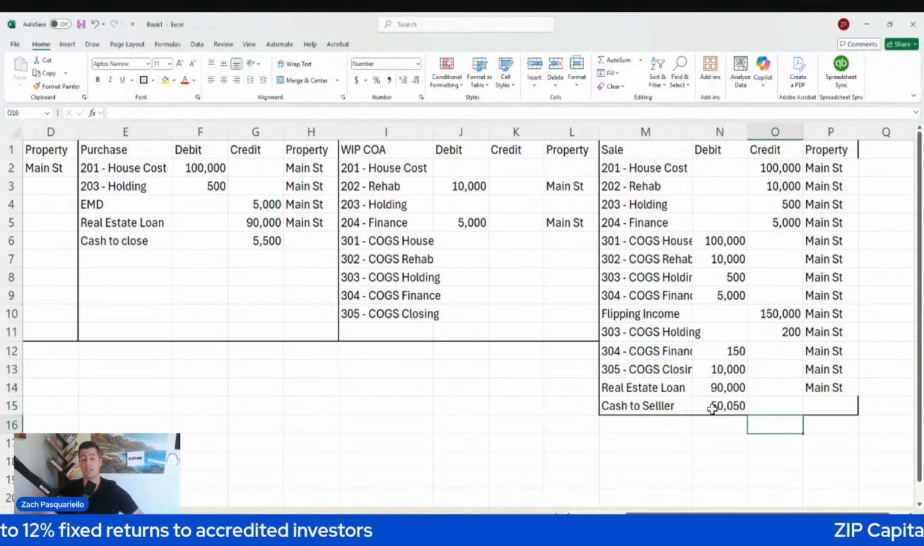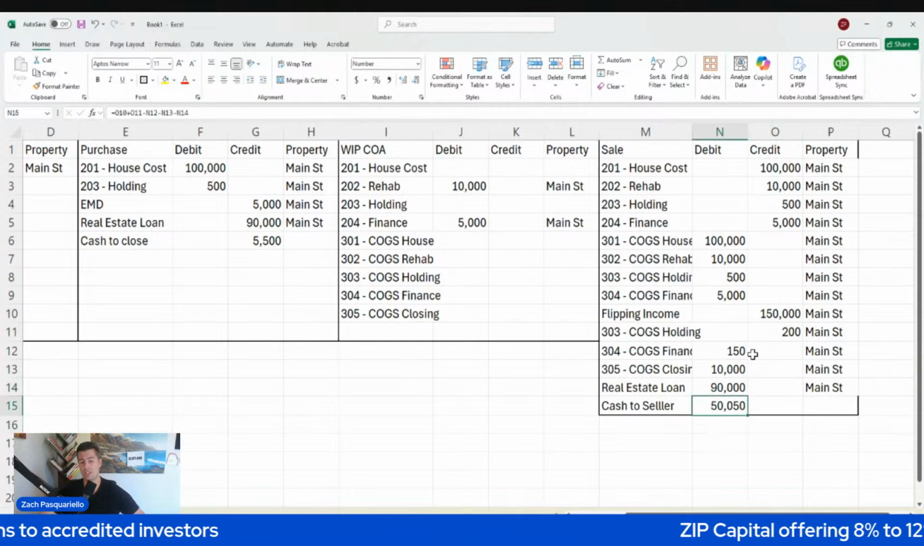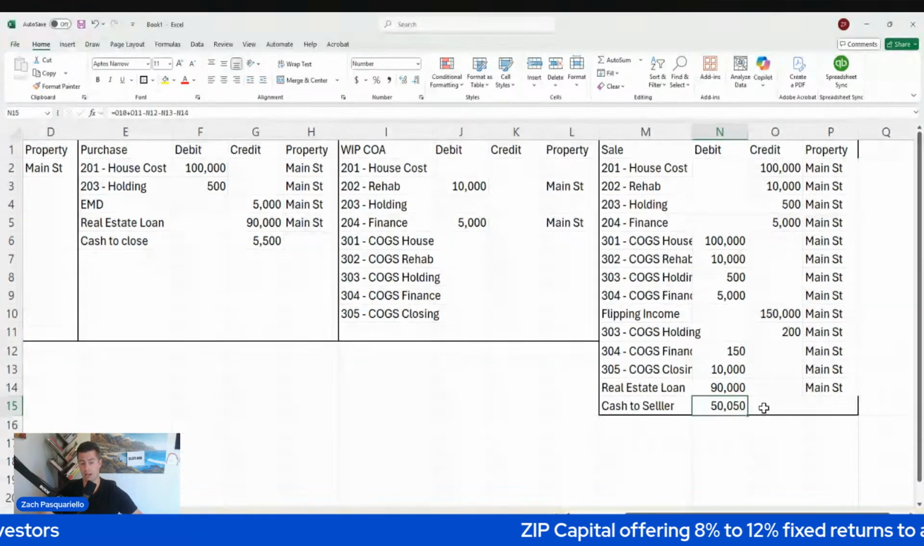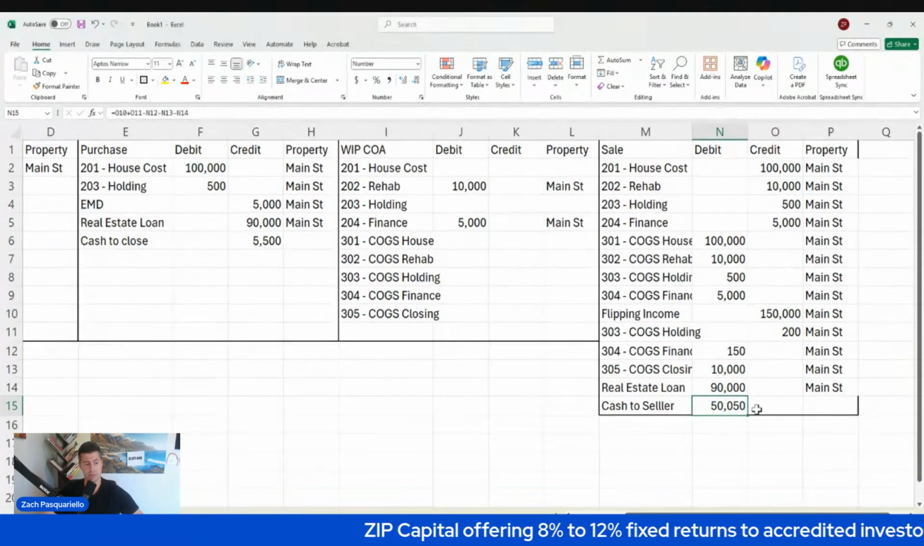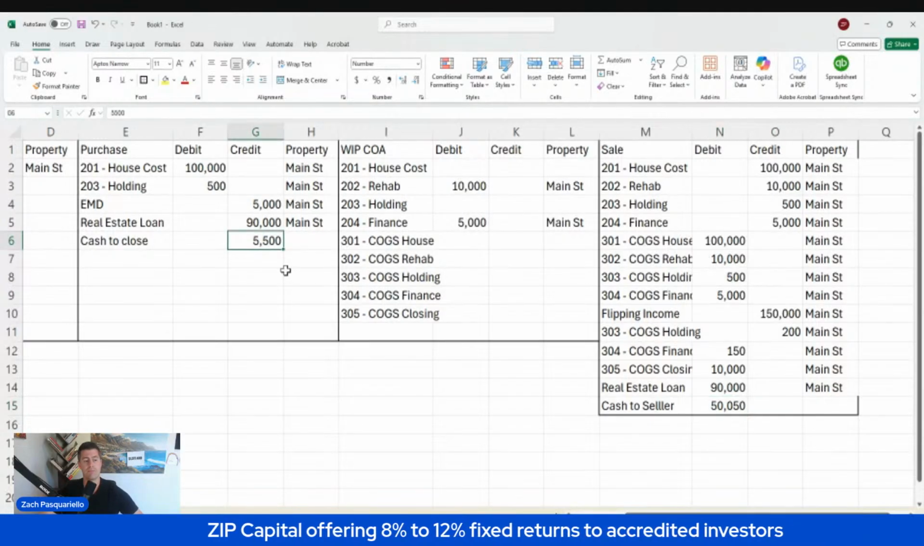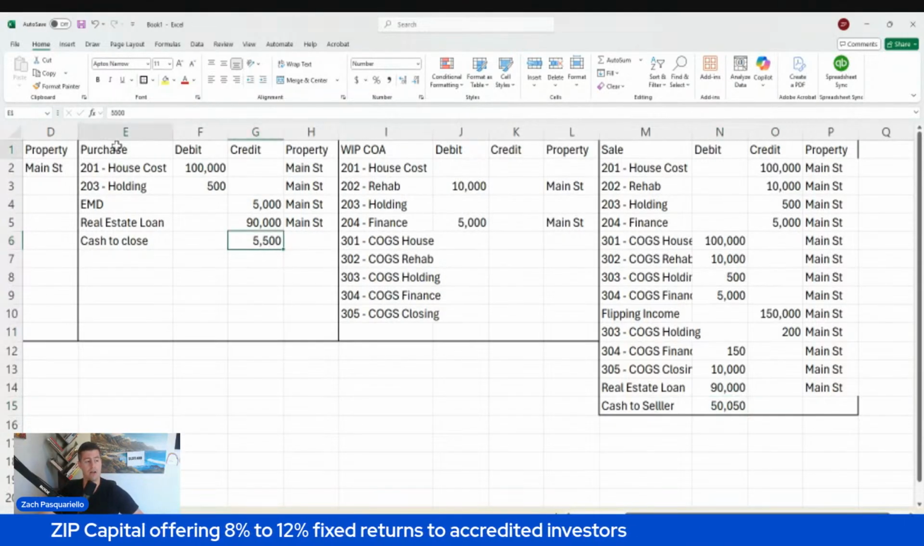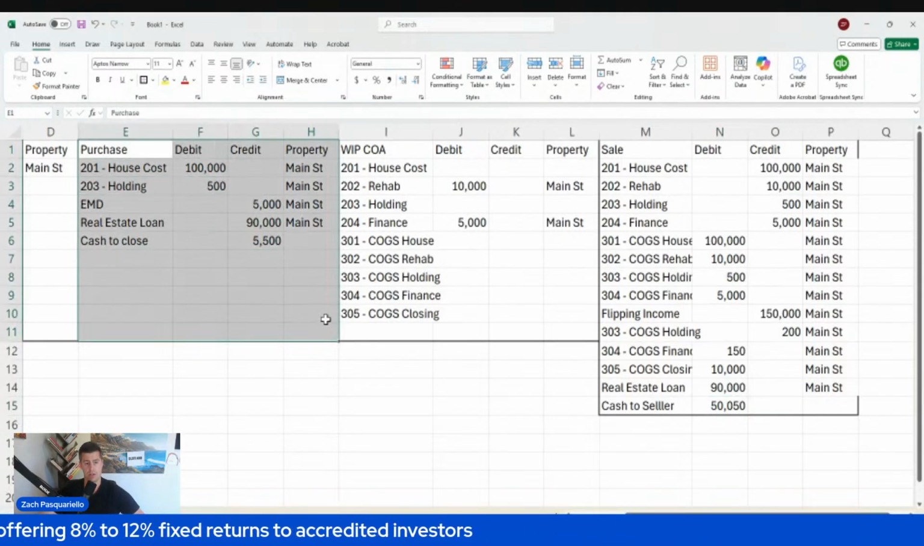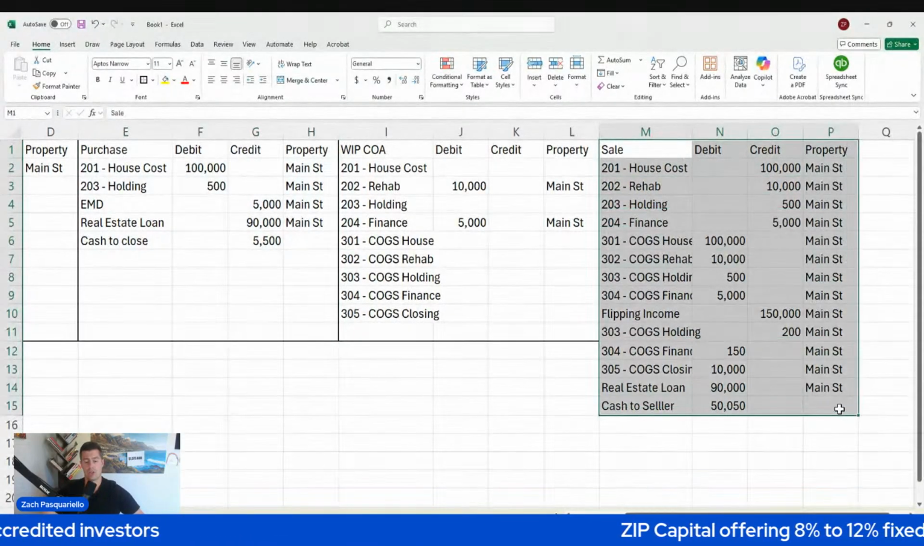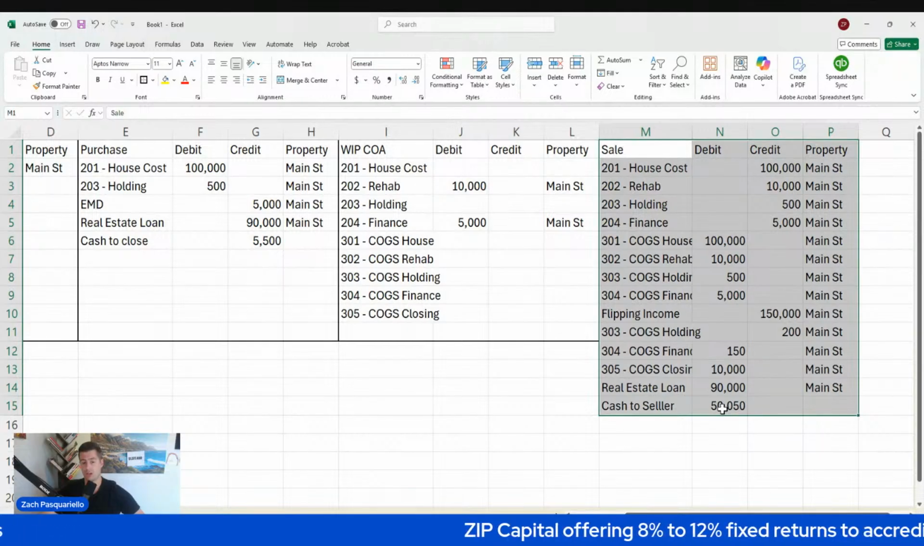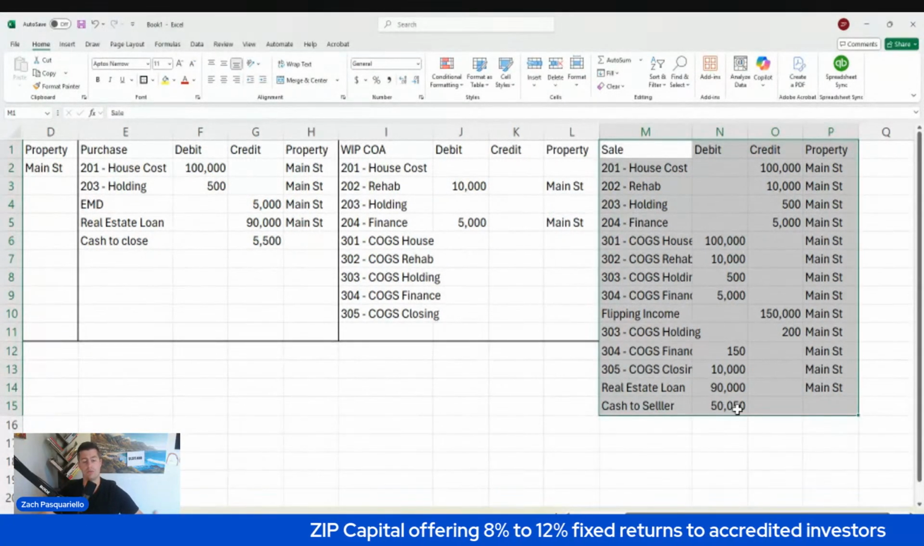And then I create this journal entry, and then I match this journal entry to the wire deposit that you receive from the title agent. So in this example, there should be a $5,500 wire that you match this journal entry to going out when you purchase the property, and then you want to match this journal entry to the $50,050 wire deposit that you get when you sell the property.